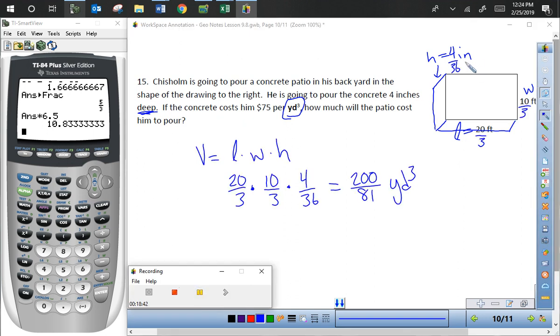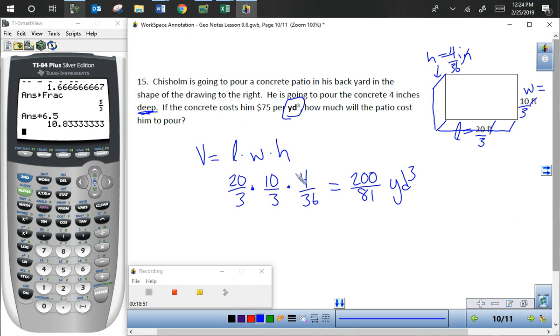Alright, so inches we're dividing by 36 to get to yards. Feet, we're going to divide both of these by 3 to get to yards. Once we have those, we can multiply to get the volume. Okay, but again, it's not asking for the volume necessarily, it's asking for the cost. So we need to, last step, take that volume and multiply it by that $75.